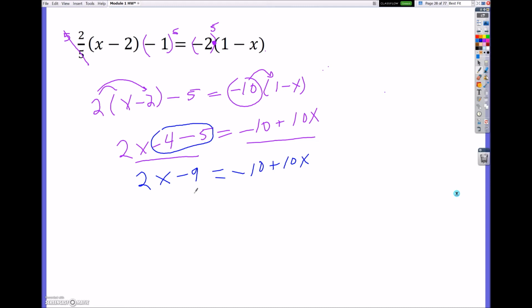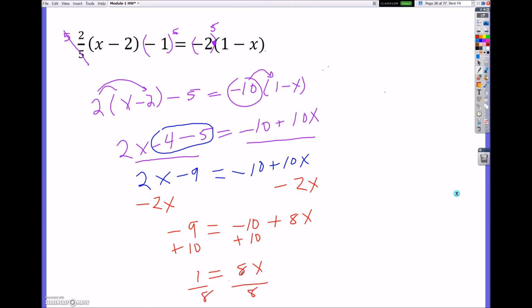And like I said before, I like to keep the variables positive. So what I'm going to do is subtract 2x on both sides, which will give me negative 9 is equal to negative 10 plus 8x. And then I'm going to add 10 on both sides to get 1 is equal to 8x. I'm going to divide both sides by 8 to get x equals 1 over 8. Now, even though my answer is a fraction, that's okay. It's no different than any other number for being a solution.